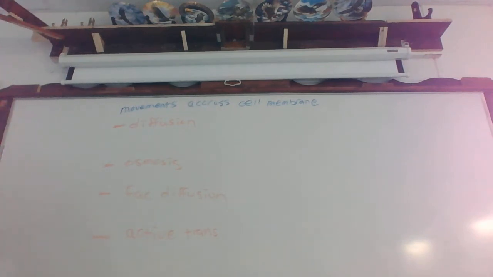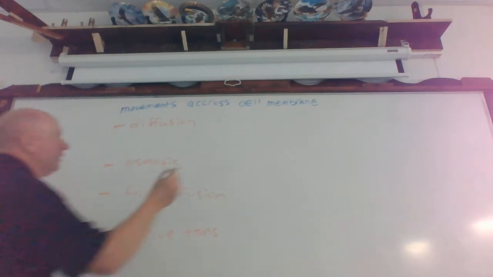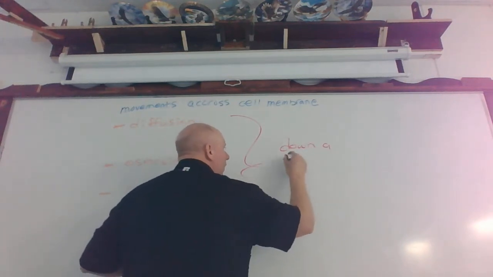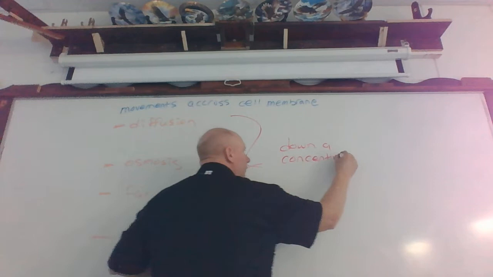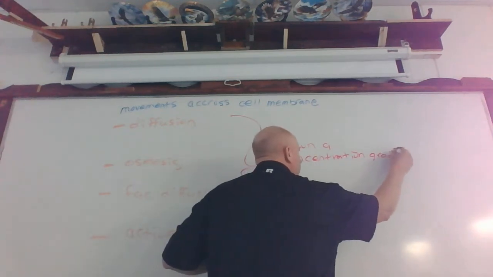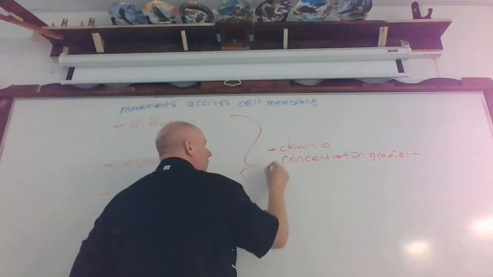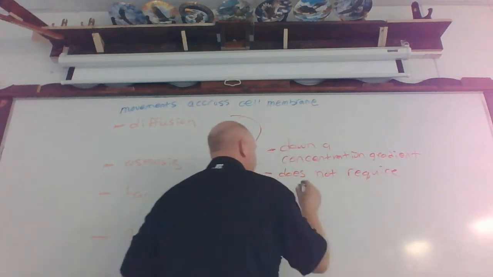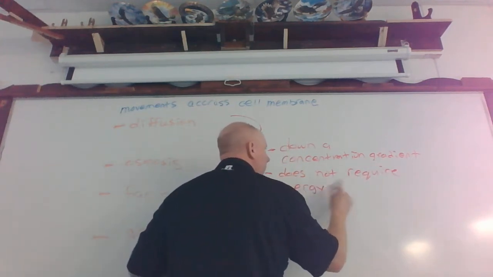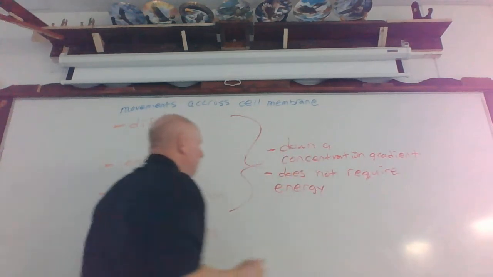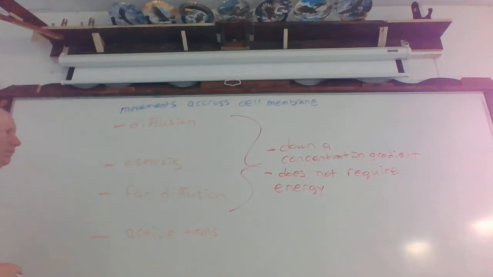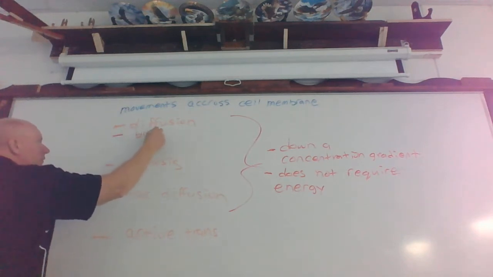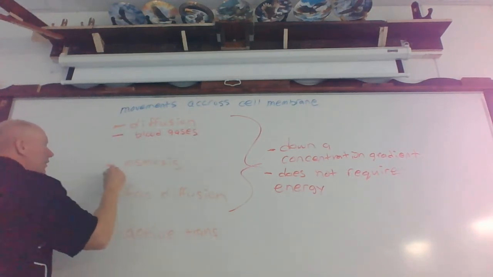But remember, there's something a little different about these three. These move down a concentration gradient. Therefore, does not require energy. So it's moving from high to low, does not require any energy. Again, diffusion is blood gases. Osmosis is water.